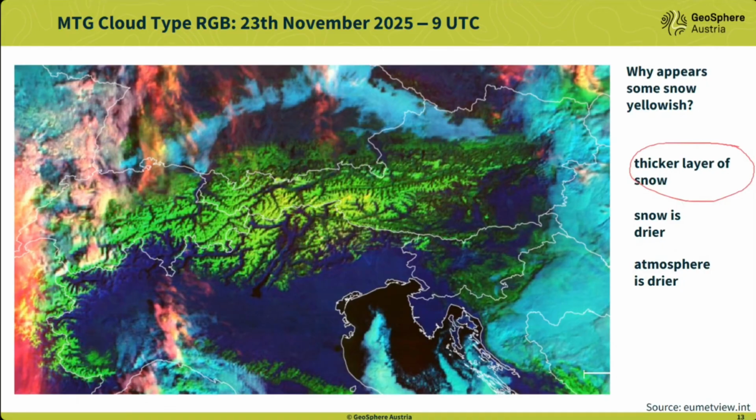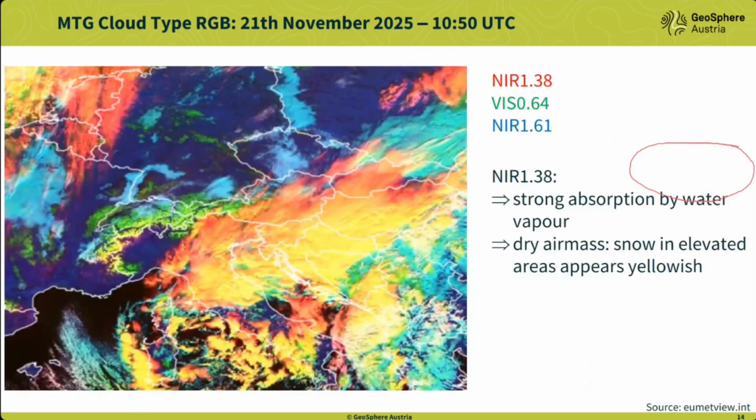I also didn't know this. But if we take a closer look, here you can see this effect even better. Here, the Western Alps, you can see here over France and Switzerland. You can see here the yellow areas more pronounced.